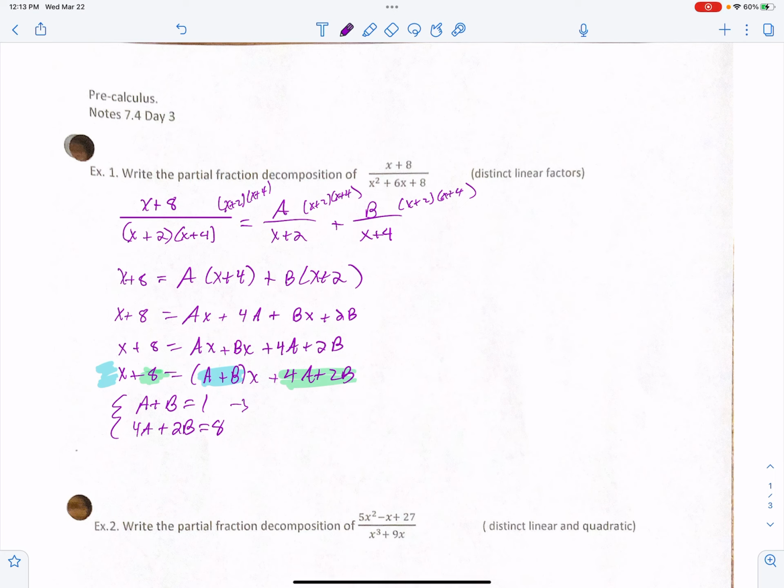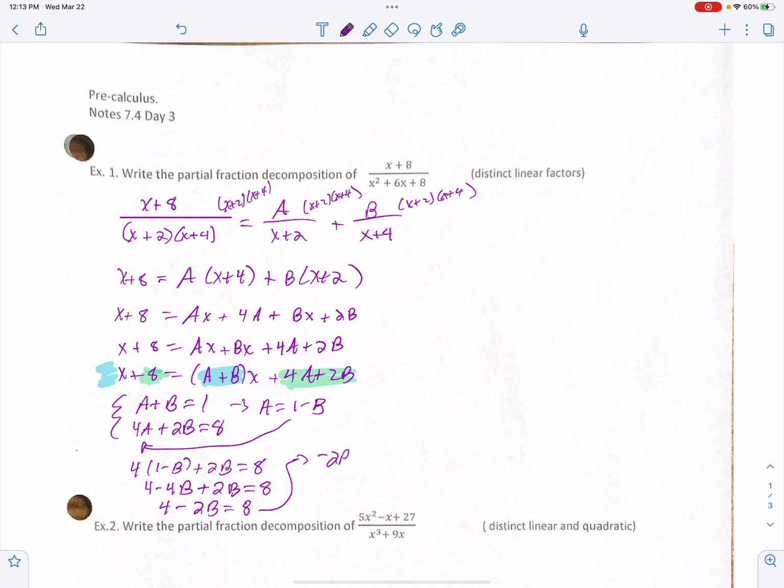If I solve the top one for A, I get 1 minus B, and substitute that in for A in the second equation, and just solve, I'm going to get 4 minus 2B equals 8. So negative 2B equals 4, and B is negative 2. And then A is 1 minus B, so 1 minus a negative 2 is 3.